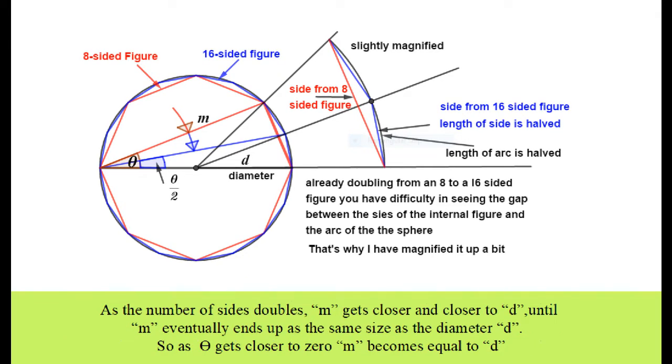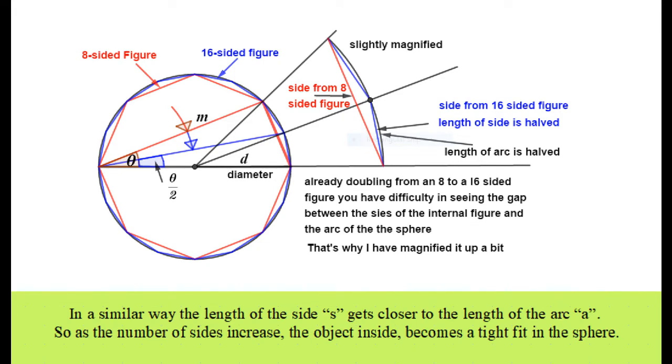You can see what's coming next, can't you? As the number of sides doubles, M gets closer and closer to D until M eventually ends up the same size as the diameter D. So as theta gets closer to 0, M becomes equal to D. In a similar way, the length of the side S gets closer to the length of the arc A. So as the number of sides increase, the object inside becomes a tight fit in the sphere.